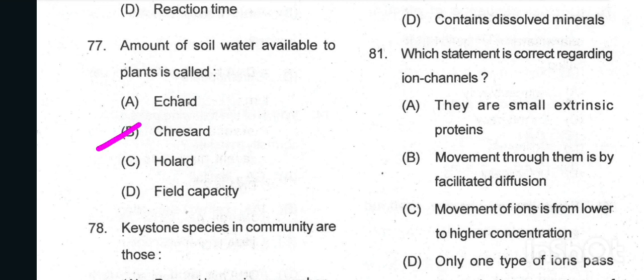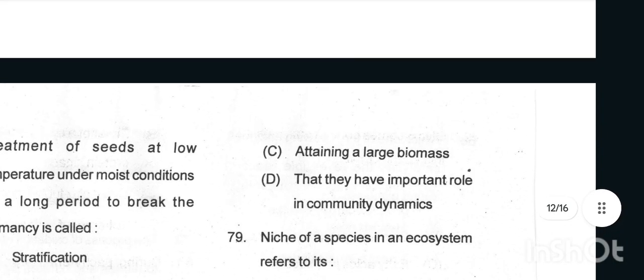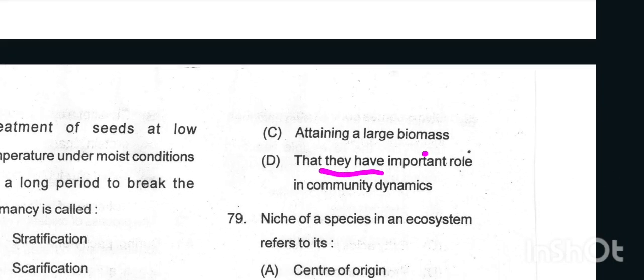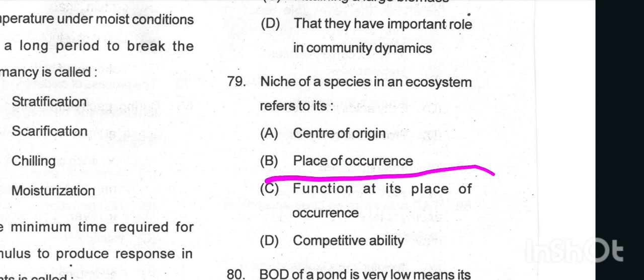KSAD is the available form of water, and which is non-available called ACAD, and the whole water is called whole land. But here the answer is KSAD. Keystone species in community are those that have important role in community dynamics. Then niche of a species in an ecosystem refers to the function at its place of occurrence. Option C is the correct option.